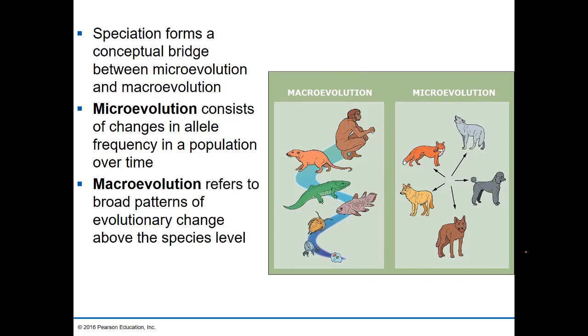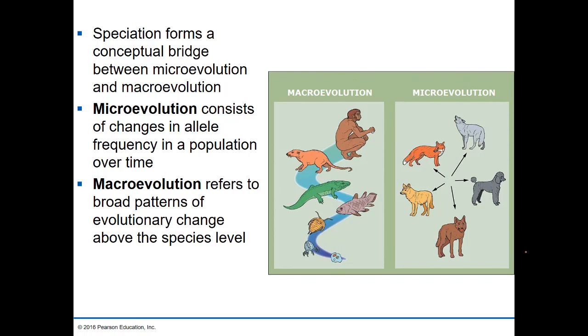So speciation forms a conceptual bridge between microevolution and macroevolution. Microevolution is kind of what we've been looking at, which consists of changes in an allele frequency in a population over time. And so a good example would be changes in different species of canines. So you have wolves, you have coyotes, you have domestic dogs, foxes, and I don't know what the third dog in there is supposed to be, but they're all related to a common ancestor. They share common features. That would be microevolution, where they look very similar to one another.